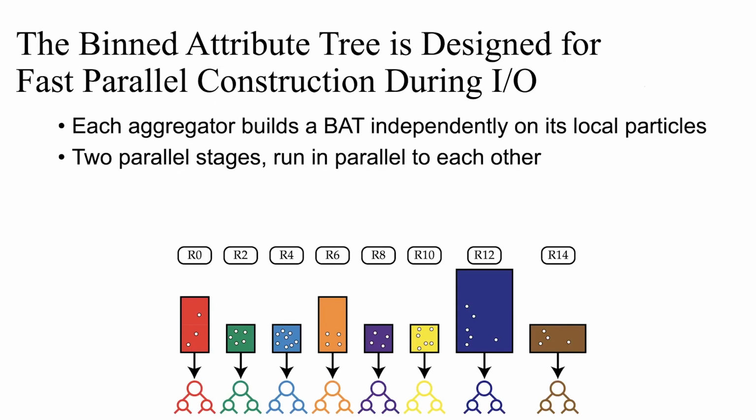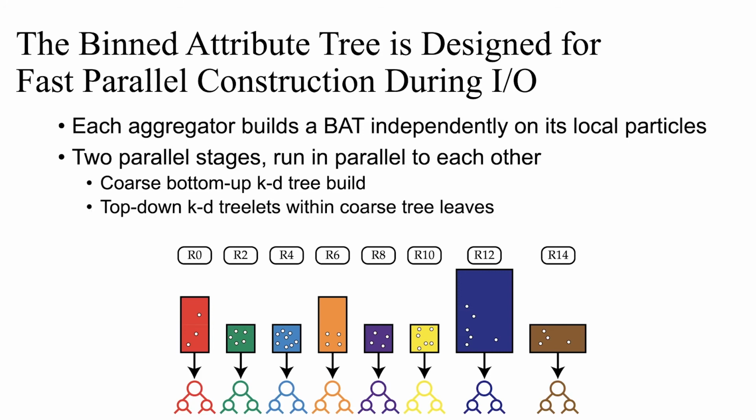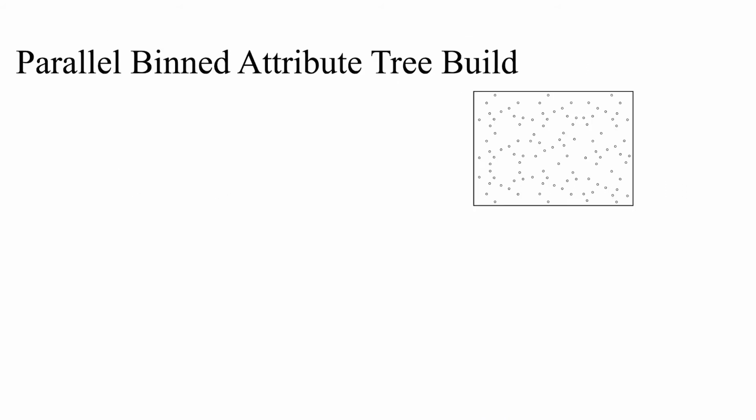The binned attribute tree layout is designed for fast parallel construction during I/O, so that it can be built without impacting I/O performance. This build is split up, so each aggregator builds the BAT independently on its local particles, and within each aggregator, the build is split into 2 stages that are run in parallel to each other. The first is a coarse bottom-up KD tree build, and the second is top-down KD treelets that are constructed within the leaves of this coarse tree.